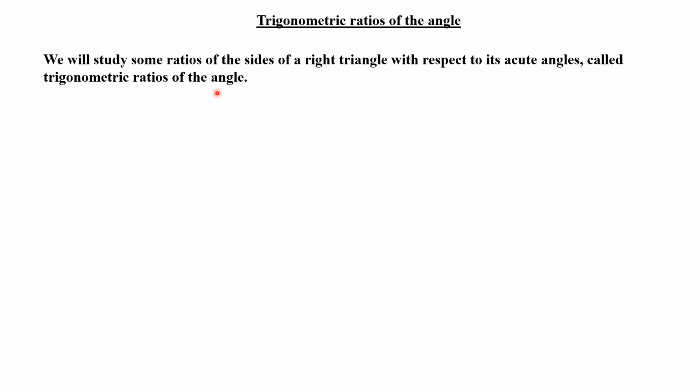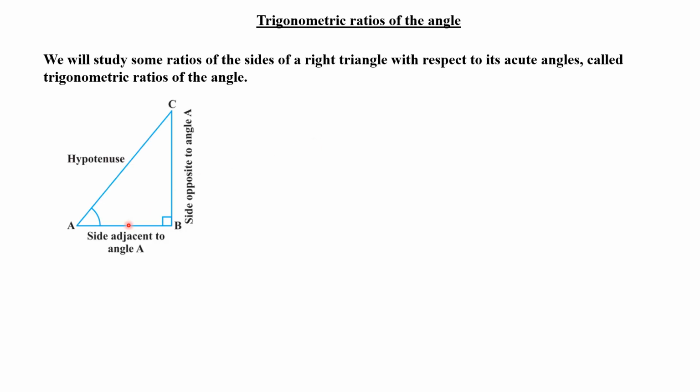Now we will study some ratios of the sides of a right triangle with respect to its acute angle, and these are known as the trigonometric ratios of the angle. Here I have taken angle A, and angle B is the right angle of a triangle ABC.